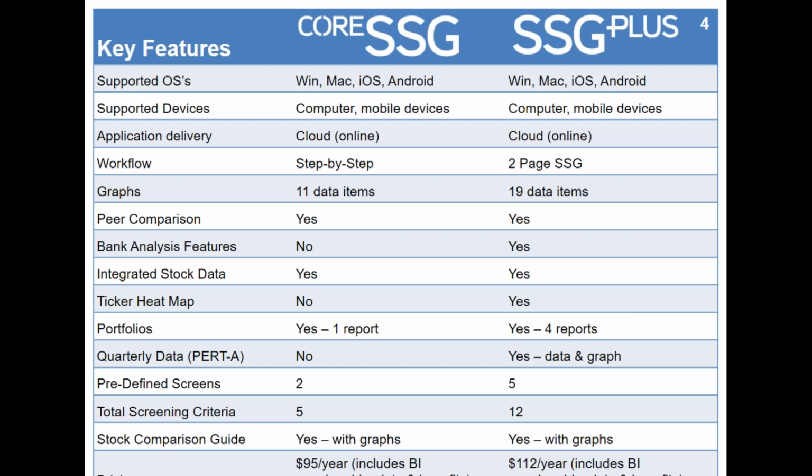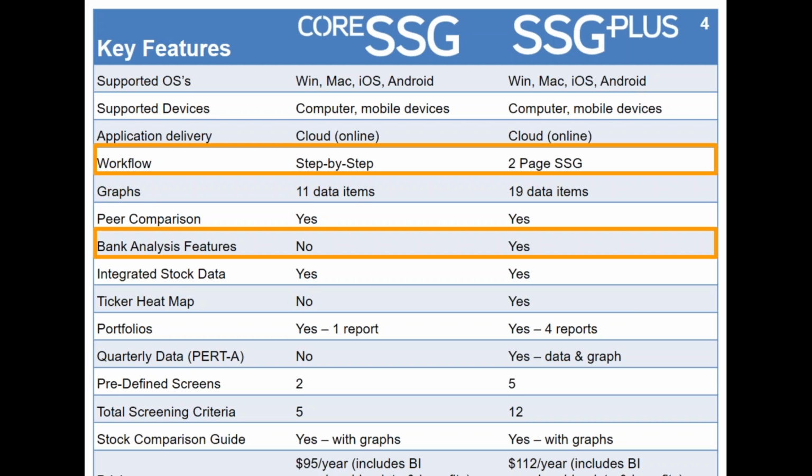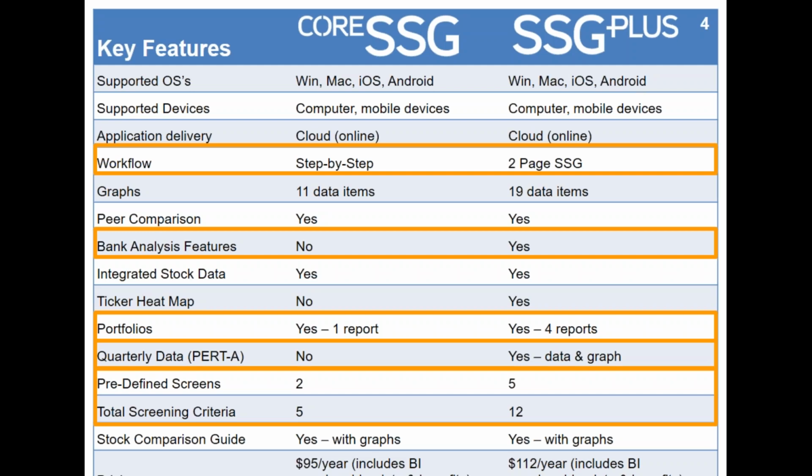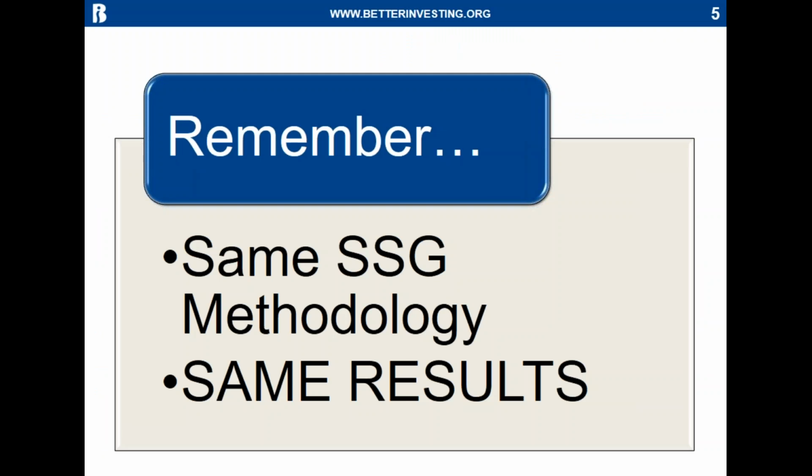I just want to remind everyone that we're talking about CoreSSG and SSGPlus. They're essentially running off of the same platform, but they have a different view. One is step-by-step. SSGPlus is a two-page quicker workflow. SSGPlus generally has more features, more reports, a little bit of extra data, and more screening, but there is a price difference commensurate with those changes. But remember, same SSG methodology, same results, same data goes in, same study is stored in the background. It's really just a view and feature difference in the foreground.